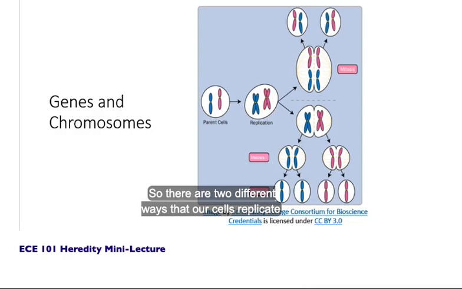So there are two different ways that our cells replicate and pass on our genetic information. With the exception of one type of cell in our body, all of the rest of our cells use mitosis to divide. And mitosis just means that they create a duplicate copy of themselves. Now, things can go wrong when we make that copy, or we can have mutations, but in general, the two cells that result from mitosis are exactly the same as the parent cell.